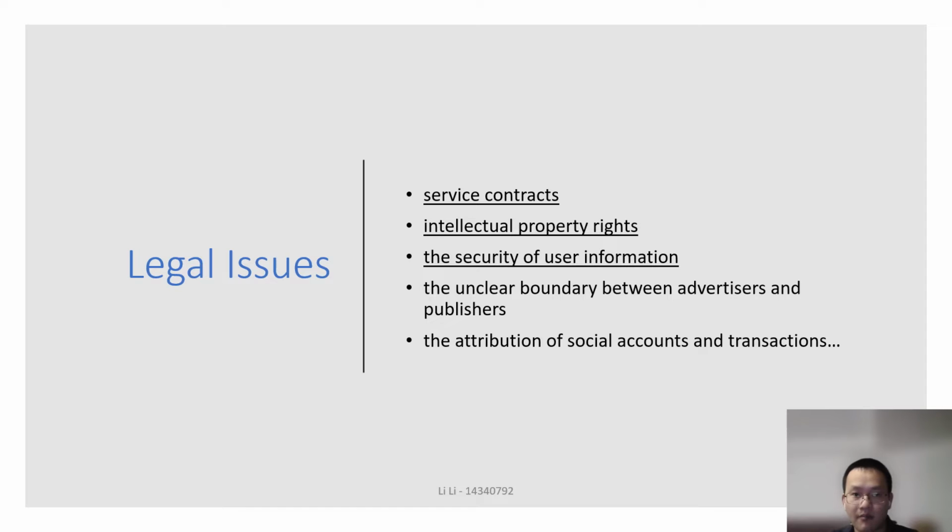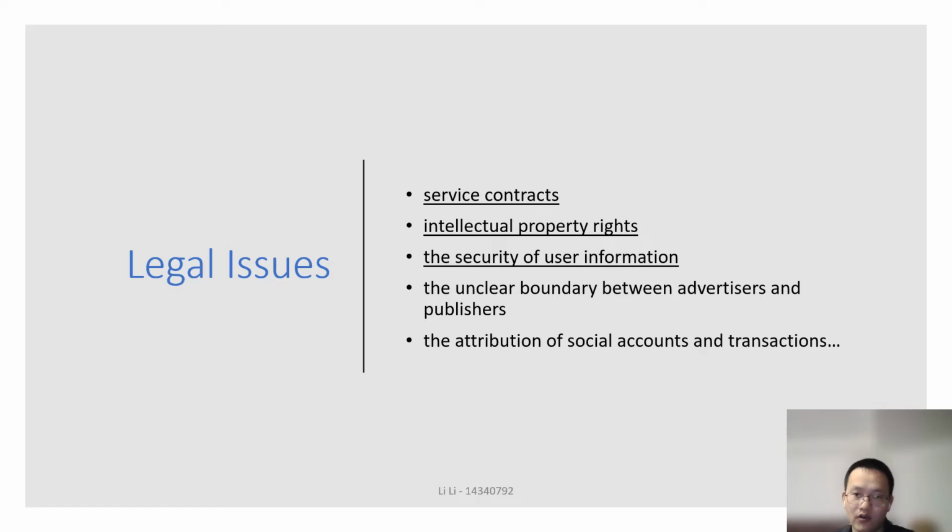Thanks, David. Hi, my name is Lily, and this is the legal issue part. Social networking technologies provide an example of how the law often lags behind advancing technology. In this section, I will discuss some of the legal issues or risks associated with social networking technologies.